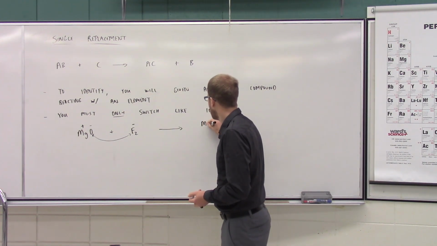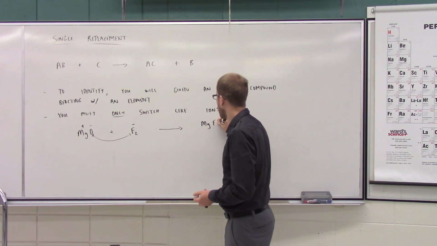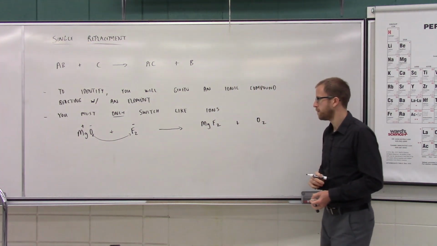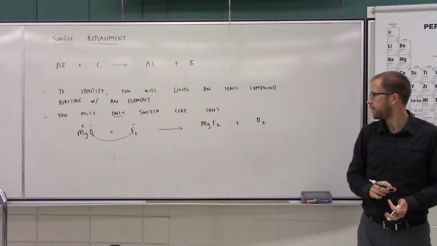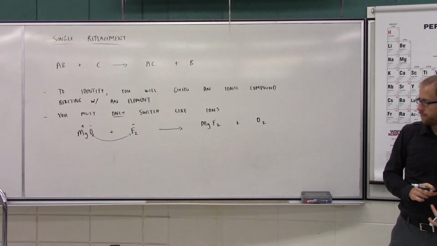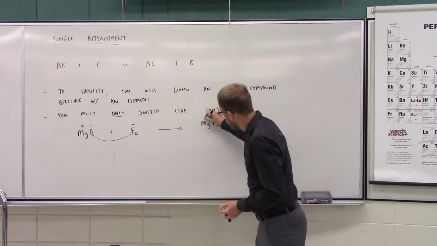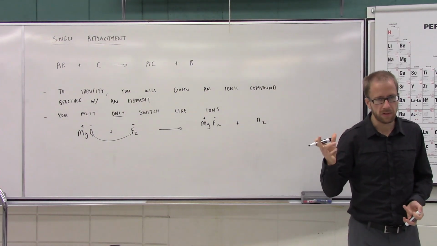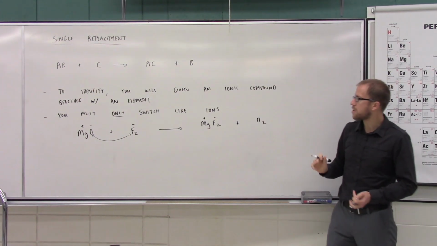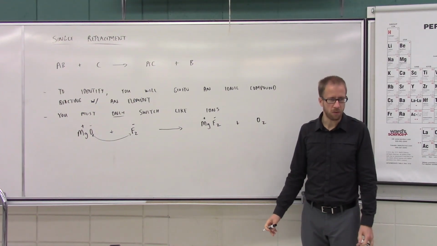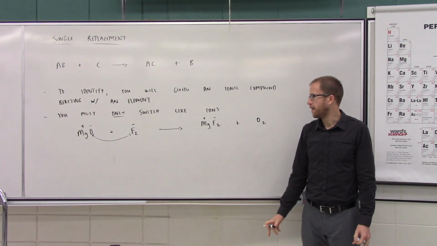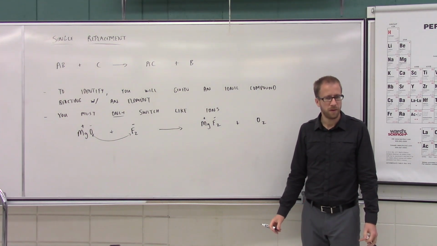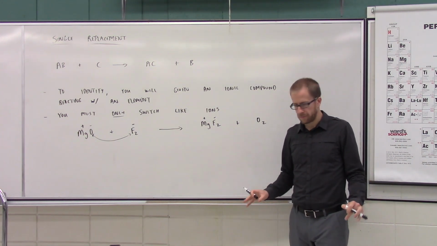So we get MgF2 and O2. Right, we still have a positive bonded to a negative here, and we have switched our like ions. Really important. A lot of students here, they just guess as to what they need to do. They'll go, OF2 plus Mg, right, which is not correct.